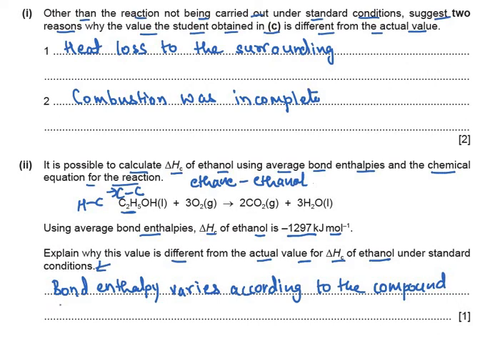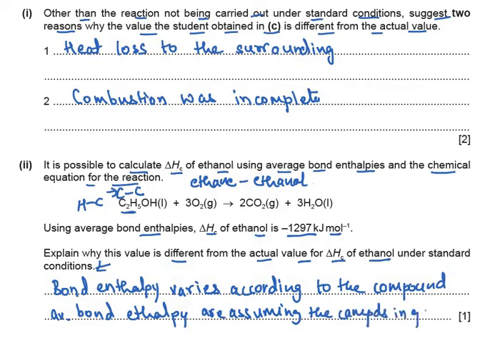The other reason is that whenever we consider the average bond enthalpies, they assume the compounds are in gas form. I'm writing it in short, but we need to explain it fully. But here we have taken ethanol in the liquid form, so that also makes a difference.